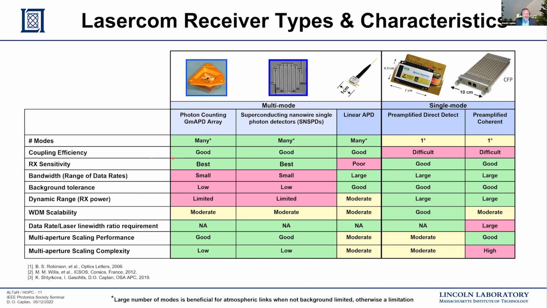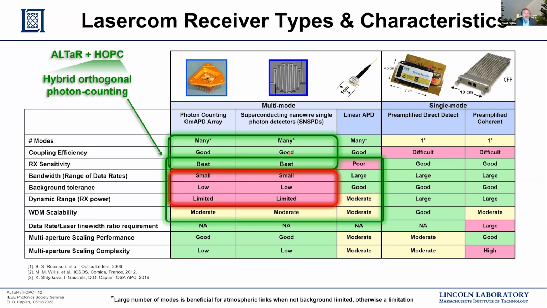The primary reason we're interested in the photon counting technologies is largely because, as I mentioned, photon counting receivers have the best sensitivity. They also work really well over the atmospheric channel in that they have good coupling efficiency because they can detect multiple spatial modes that are generated by optical transmission through the turbulent optical channel. As I mentioned also, there are some limitations of photon counting detectors, such as low bandwidth, sensitivity to background, and small dynamic range of power handling, which we're looking to correct. The ALTaR technologies that I've talked about, along with what we refer to as hybrid orthogonal photon counting capabilities, is what we're looking to implement that can effectively turn all these red lights green and allow us to get on the fast track to implementing ultra-sensitive, high-rate, scalable, flexible, and agile photon counting receivers in the future.